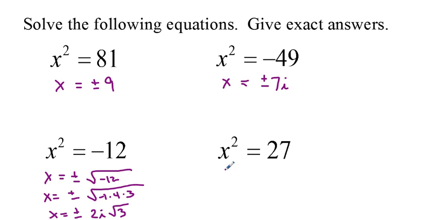27, it's also the same idea, x equals plus or minus square root of 27, which I know is the same as 9 times 3, so x equals plus or minus 3 root 3.